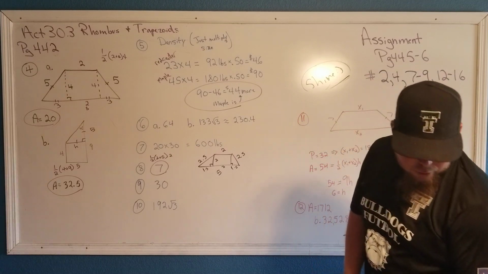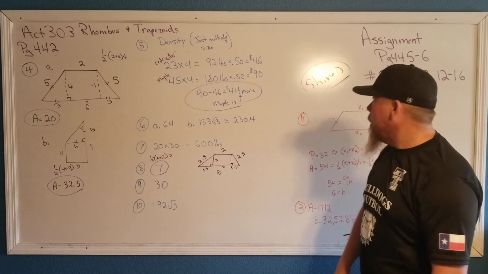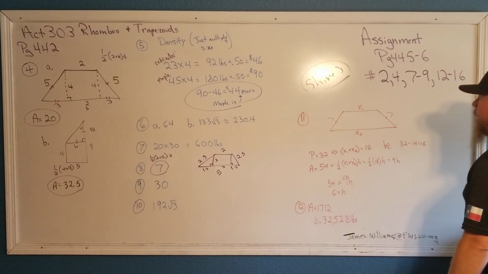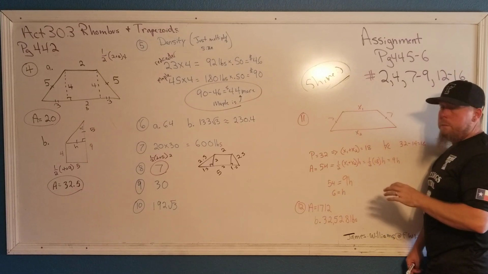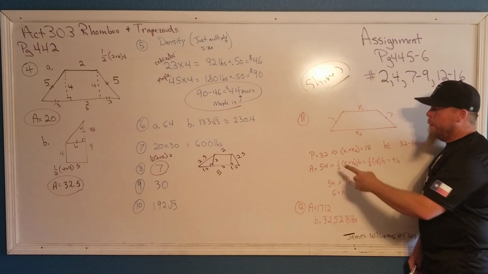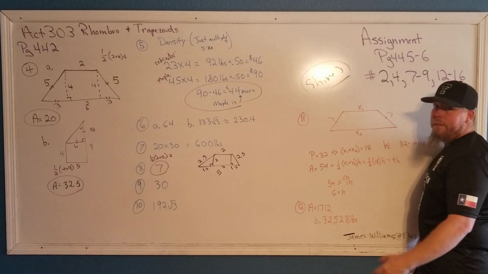Number 11, I like, probably my favorite one here. I did a drawing just to show you. I don't know what the bases are at all, so I did x1 and x2. They tell me that perimeter is 32 and area is 54, and they want me to find the height.